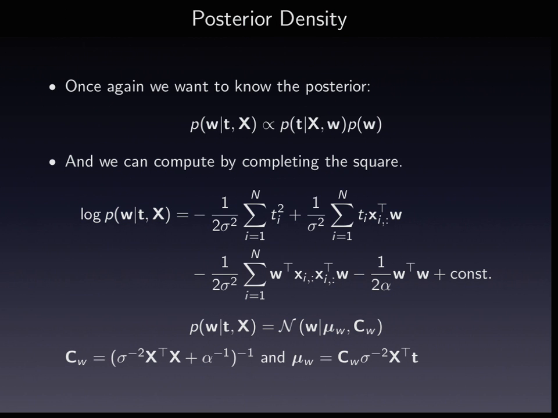So we're going to have to add these two things together, multiply out the brackets, collect terms in w, and complete the square. We want this in a form (w minus mu w) transpose Cw inverse (w minus mu w), because that's the exponential of a multivariate Gaussian. So we want it in this form, where mu w and Cw are the mean and the covariance of the multivariate Gaussian.